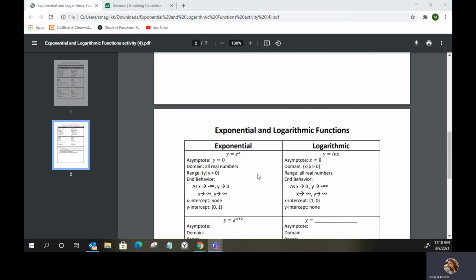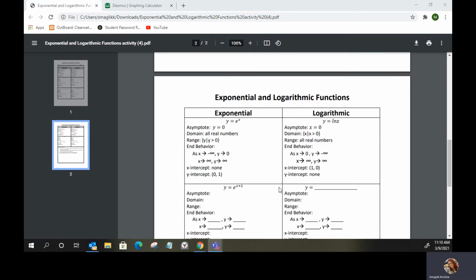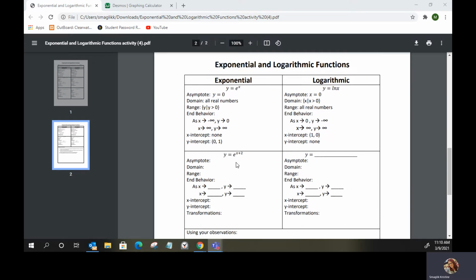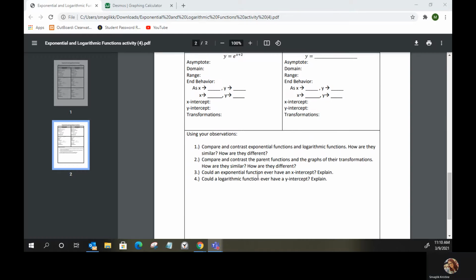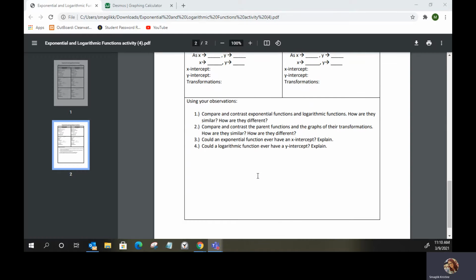On your second page, I've given you the natural base and your natural log. Don't forget, when you're doing these inverses, you've got a base of e that's implied. Remember, the inverse of e is the natural log. And then when you're done with this, you're going to compare and contrast exponential functions and logarithmic functions.